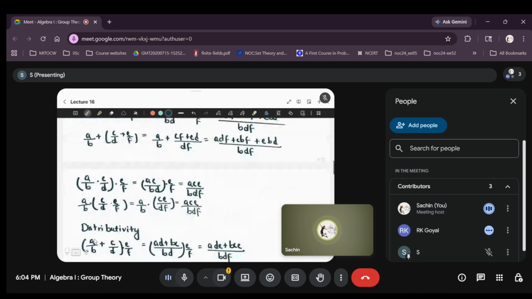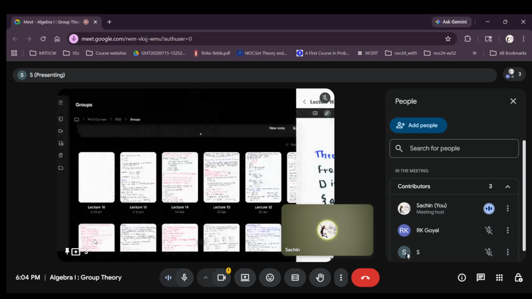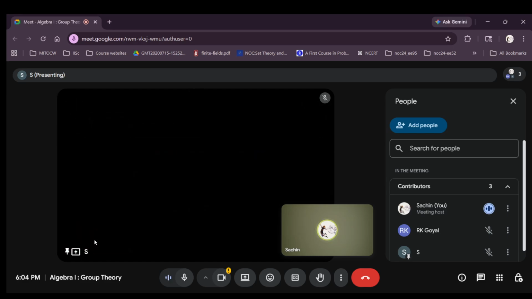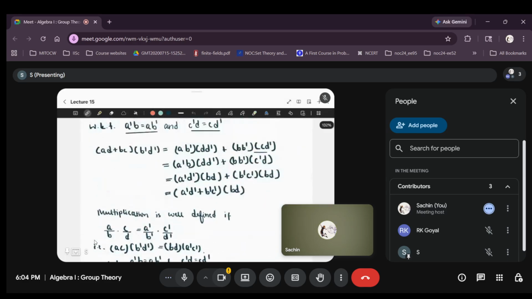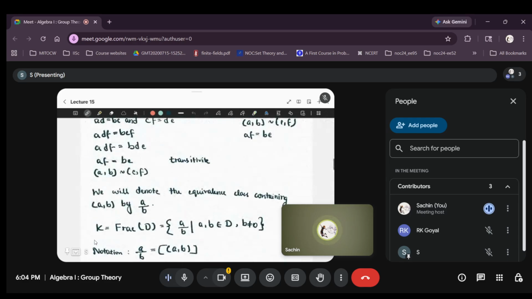Well, I don't think you are understanding what a fraction field is. I think you forgot the definition. Let me remind you. Frac D is the set of all elements A by B, where A and B are in D. I don't know why you are saying B has to be 1.